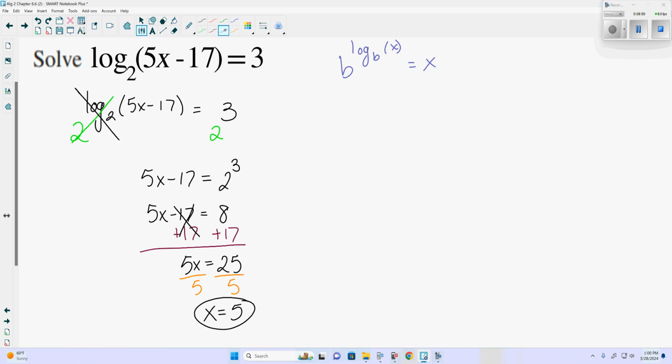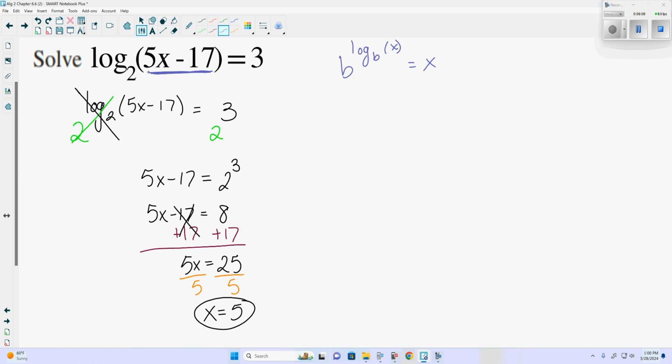Now there are some restrictions on x, but it's really what's inside the log, our 5x minus 17. We cannot have it be 0 or a negative, because if whatever value of x, when plugged back in there, gives us 0 or negative, it doesn't work.